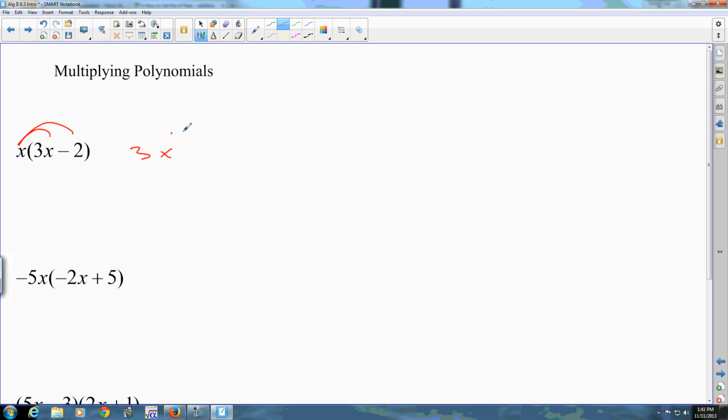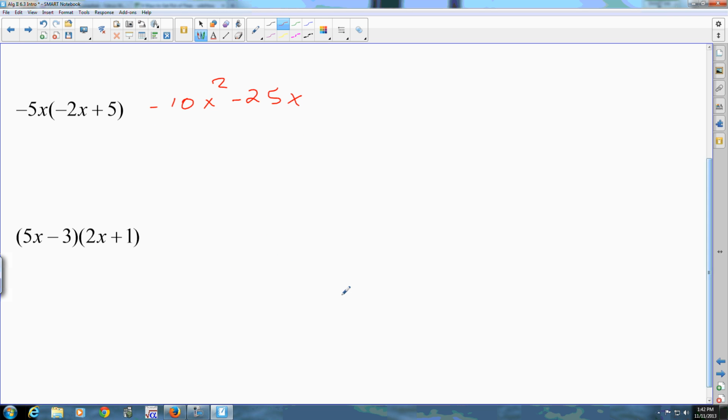Okay. Multiplying polynomials, you're just going to distribute this in. So it'll be 3x squared minus 2x. Distribute that in. Minus 10x squared minus 25x. This, you guys can FOIL it. I know you guys know how to FOIL, so I'm not going to waste your time doing that one. I'm just growing them in size as we go. So you just FOIL it.